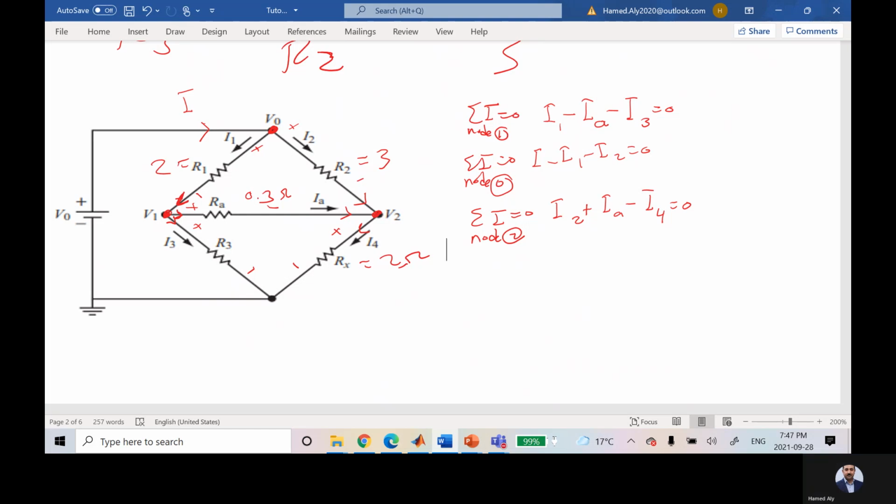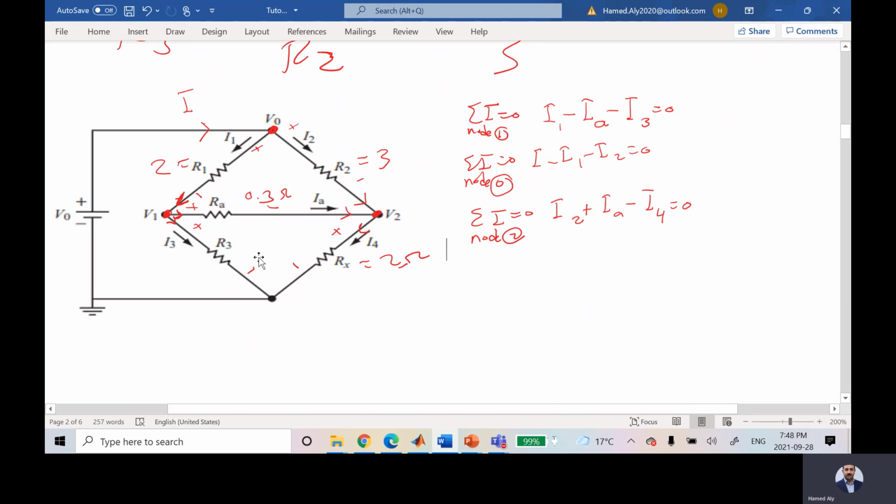Okay. Now, how many equations? 3. And how many unknowns? I1, I3, I2, I4, IA, and I. 6 unknowns. So I'm expecting 6 equations. So I can say summation of the voltage for this loop is equal to 0, for each of the loops.